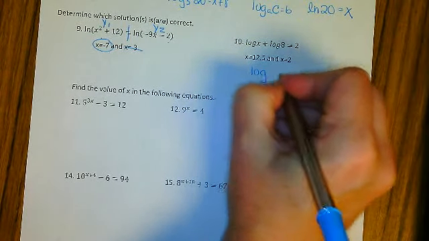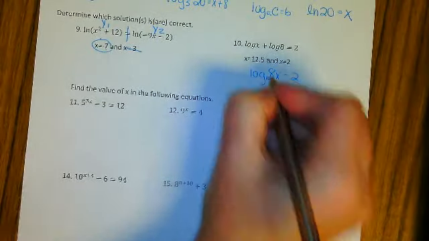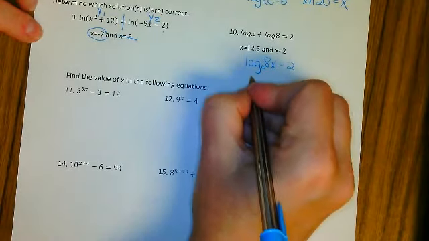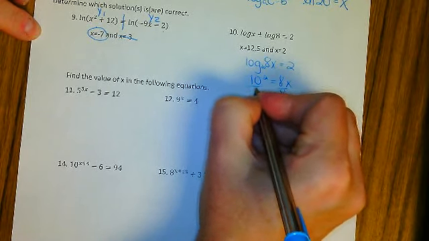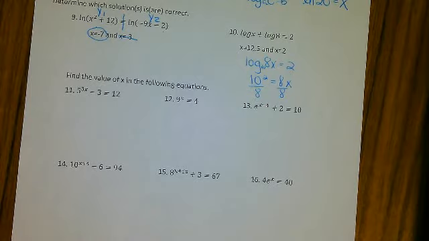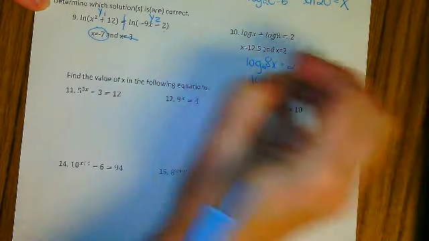Alright, on this one here, when you see adding, you're actually multiplying. So you want to set up an equation. So log of 8x equals 2. Remember, your base here is 10. So now you're going to have 10 to the power of 2 equals 8x. Divide by 8, divide by 8. 10 squared is 100. 100 divided by 8 is 12.5.